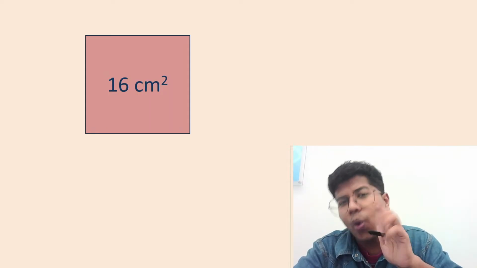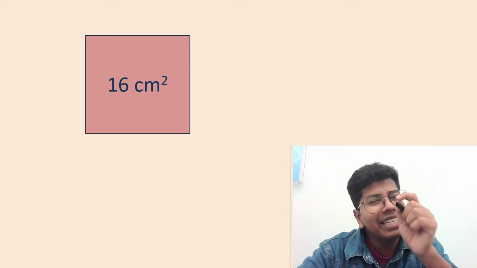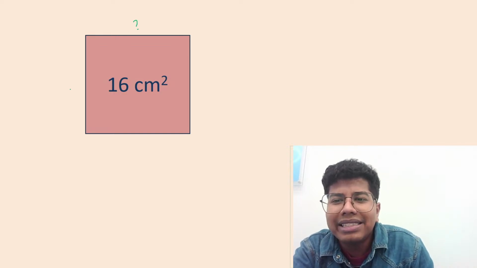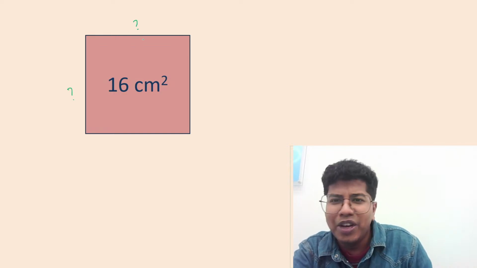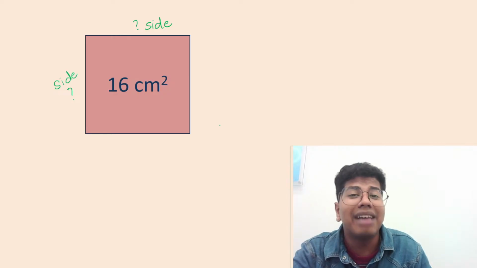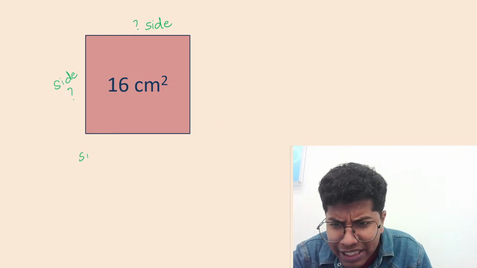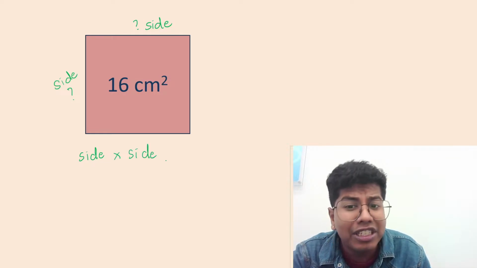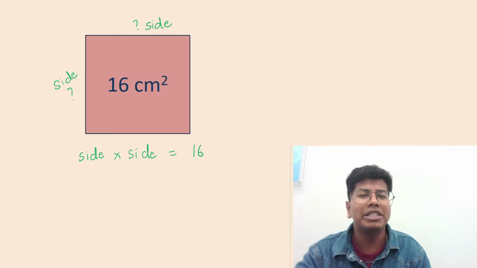Let's say this is a square of area 16 centimeter square. I need to find out what is the side here. So we know the formula for area is nothing but side times side. But the problem is both the sides are missing. So let's just see. If the side and side is multiplied, which is of the same value, the answer should be 16.